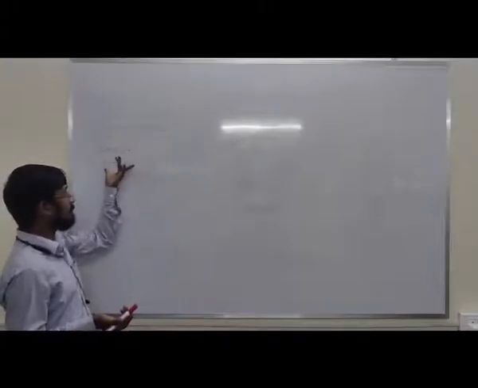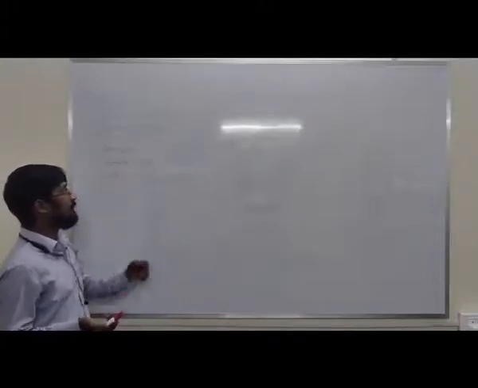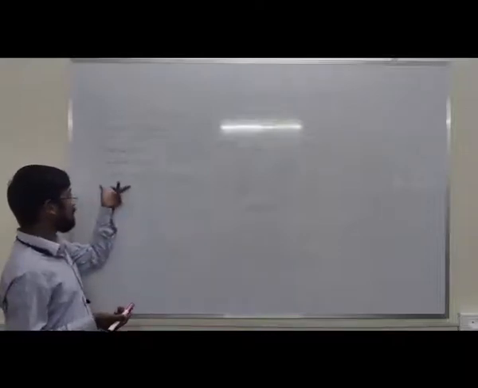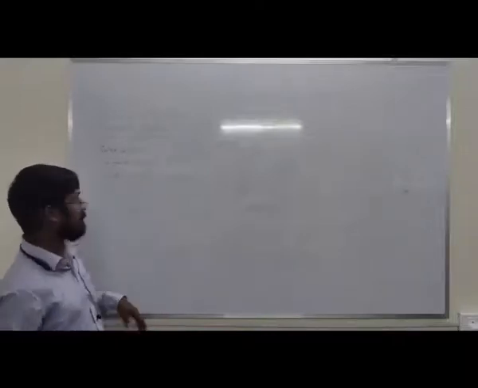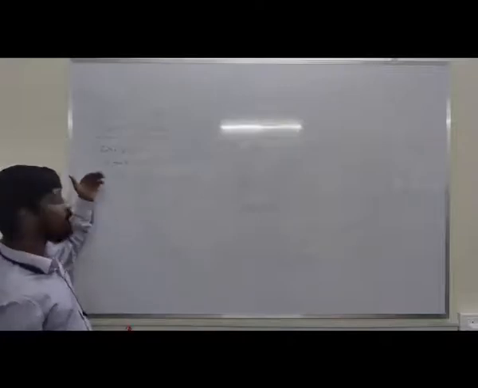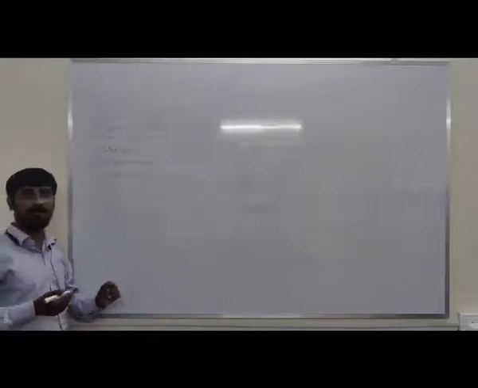That is the first one. Second is 1 plus tan square theta equals sec square theta. And the third one is 1 plus cot square theta equals cosec square theta. We will look at how these three identities have been derived.